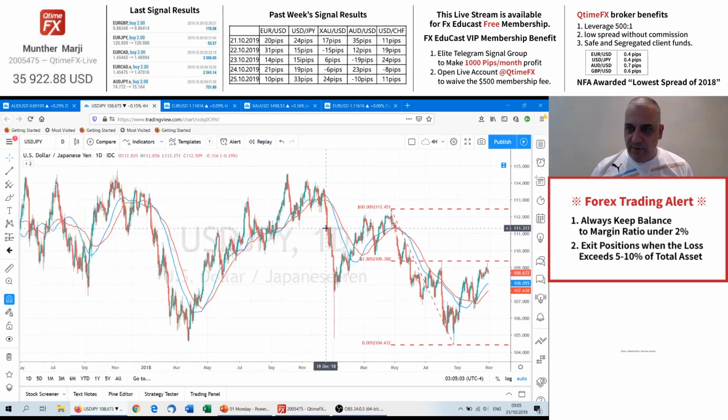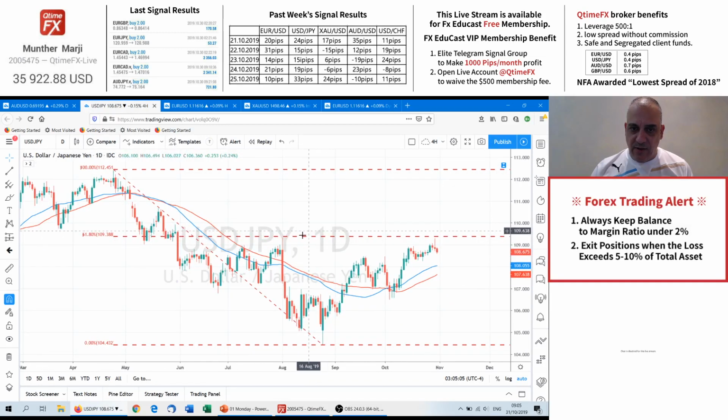I want to switch to the daily chart. As you can see, this high here and this high here are extremely close to each other, and both of them are extremely close to the Fibonacci 61.8 for the medium term. It's calculated for the move from April high to August low.